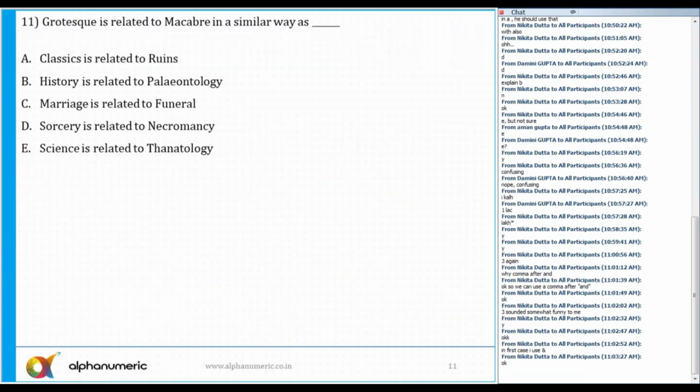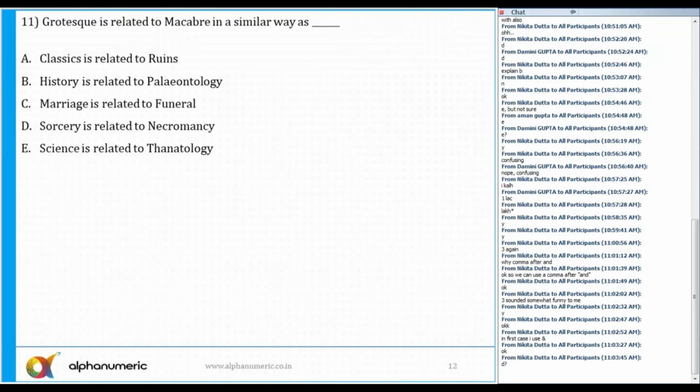Okay. Grotesque is related to macabre in a similar way as what do you think? Grotesque and macabre both mean deadly. Okay, both mean deadly. They are actually synonyms. They mean deadly, related to death, horrifying. Yes, answer is D. Sorcery and necromancy.